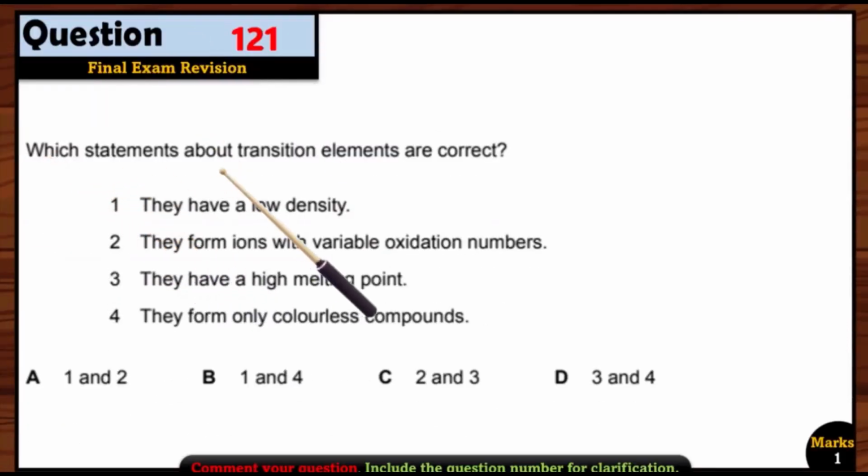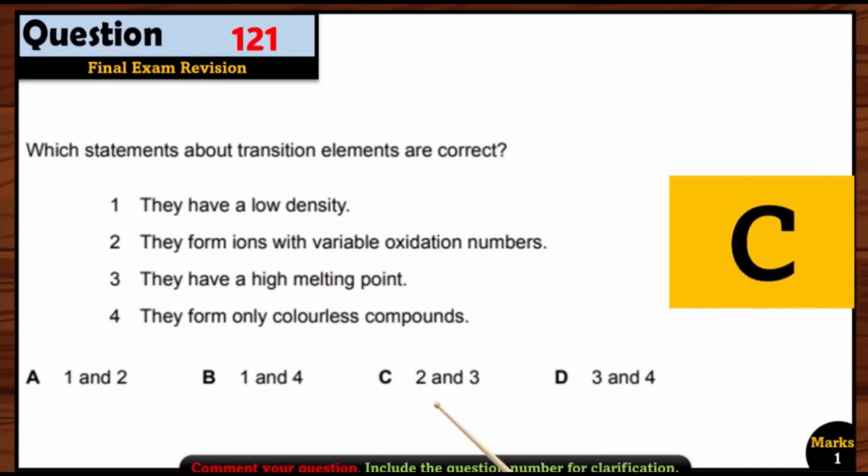Question 121. Which statements about transition elements are correct? They have low density. Wrong. They form ions with variable oxidation numbers. Yes, right. They have high melting points. Yes, right. They form only colorless compounds. Not colorless. They form colorful compounds. So 2 and 3 is the right statement. So that is option C.